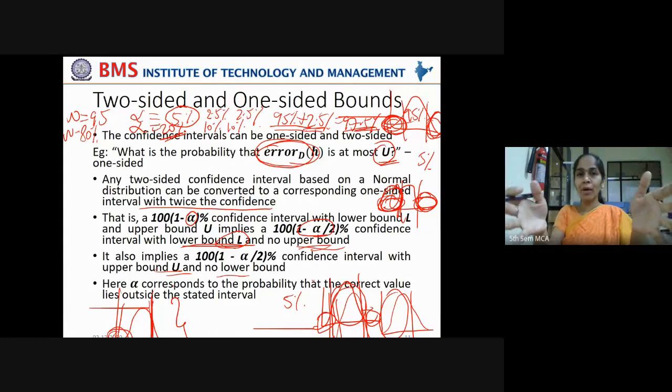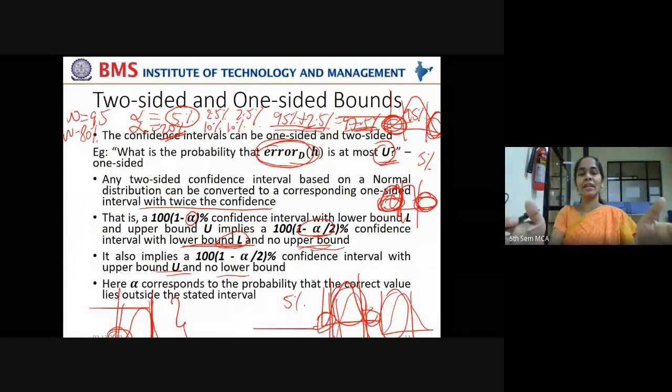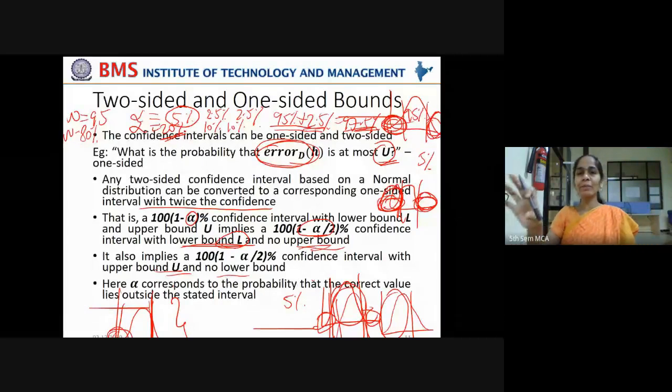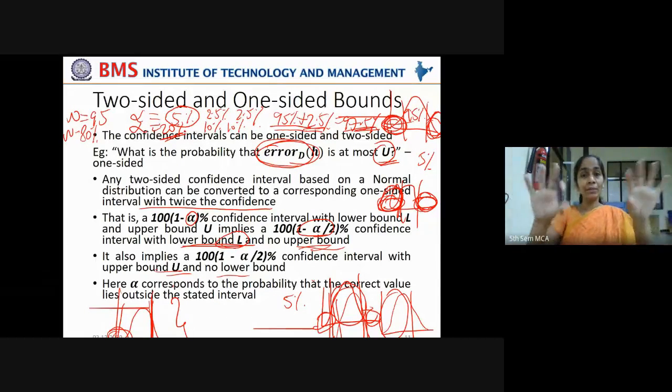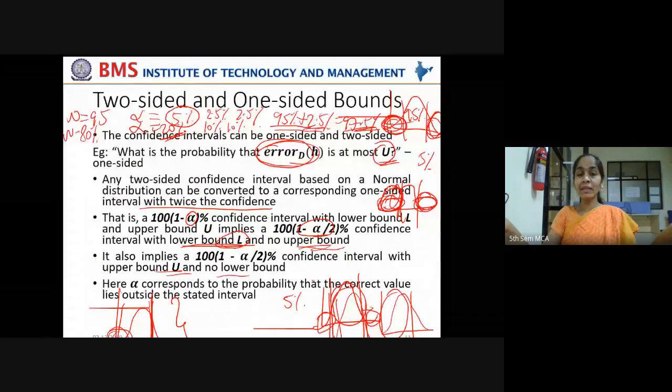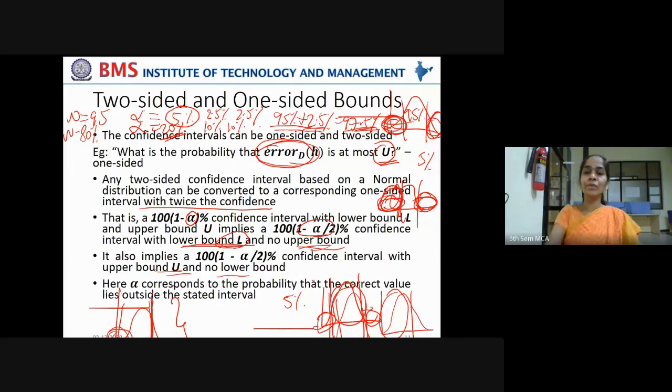95% of the time you can promise that the correct value falls into that range. And 5% of the time you are not promising that it will fall into that confidence interval. It may fall outside the confidence interval, 5% of the time. The chance you are taking is called the level of significance, which is denoted by alpha. Did you understand clearly?